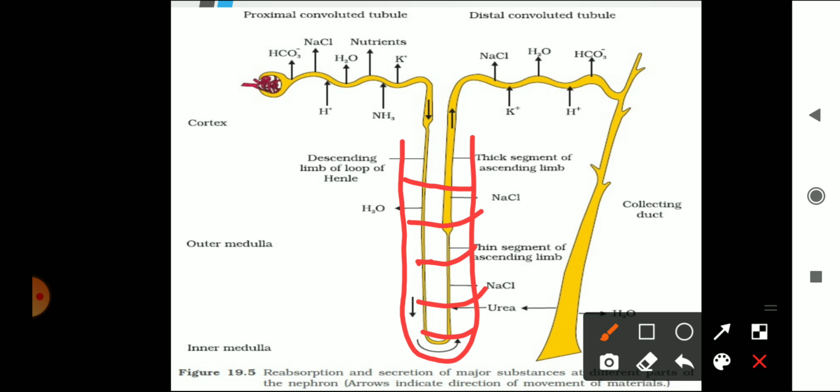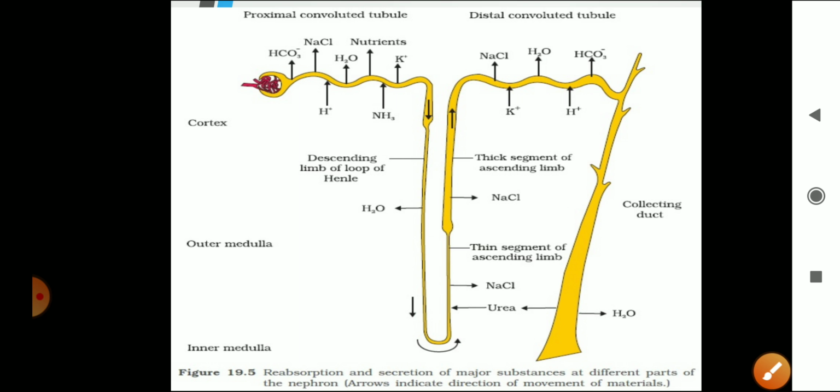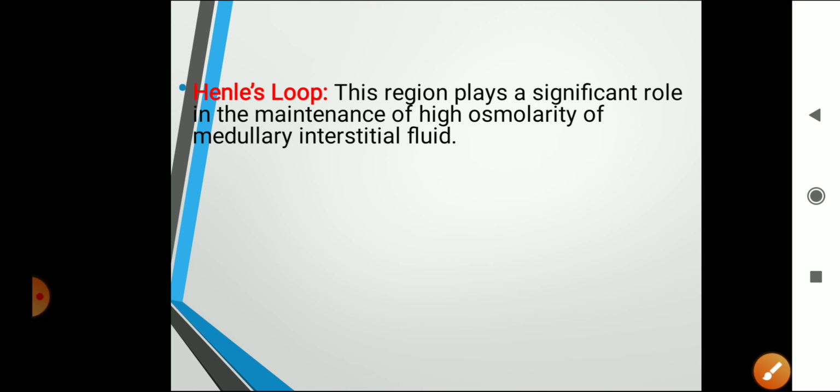Okay, so these two, the action of the Henle's loop and the vasa recta, creates a counter current mechanism resulting in the formation of concentrated urine. Hope it's clear? Right. Now, the explanation part of that.